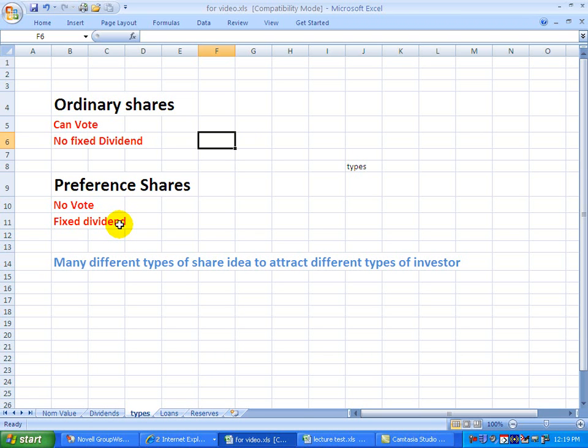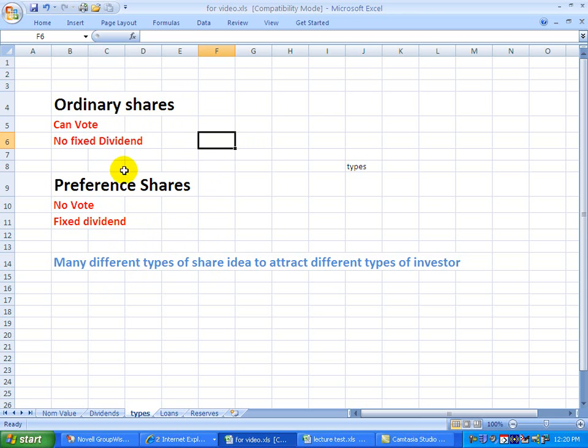Now, if there's no profits, they won't get a dividend, but they will get the first call on any profit that there is. And usually, of course, where there's profits, they'll get their fixed dividend. Now, there are different types of preference share. There are some called cumulative preference shares, where if they don't get the dividend one year, they'll get that in future years. So, the important thing is there are different types of shares.